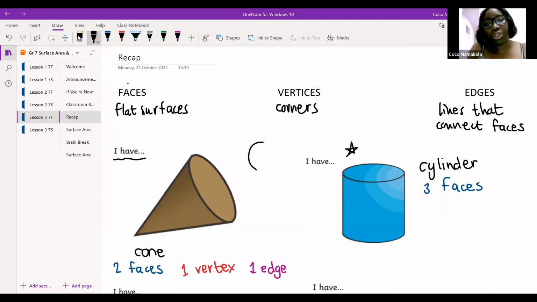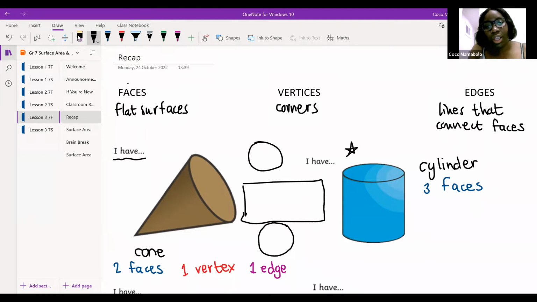I'm going to cut out a circle for the top and a circle for the bottom. What kind of shape am I going to cut out for this middle part? A rectangle. Good, a rectangle. Do you see how I only have to cut out one rectangle that goes all around my shape? There's no edge anywhere. So this is one whole face.